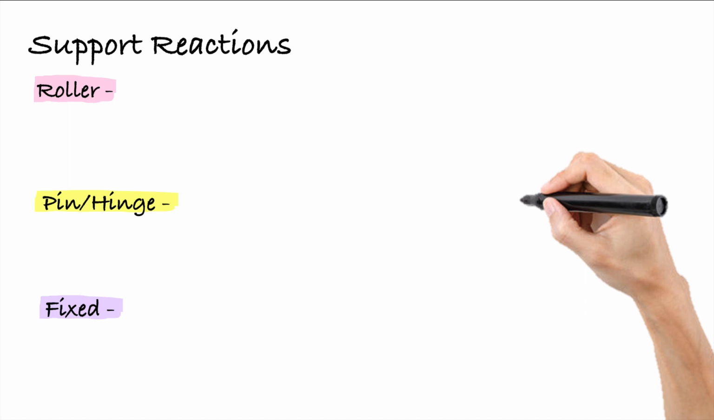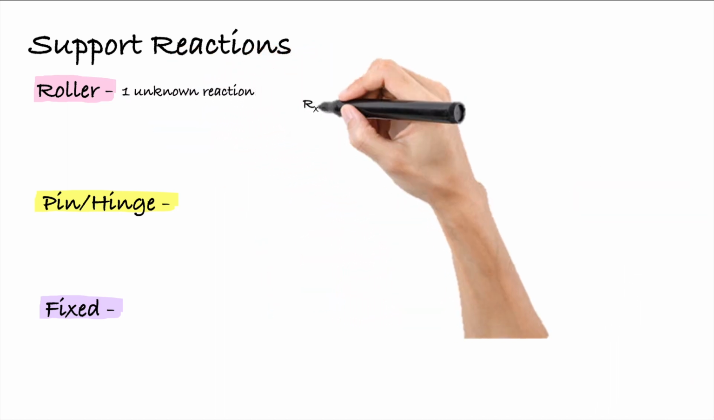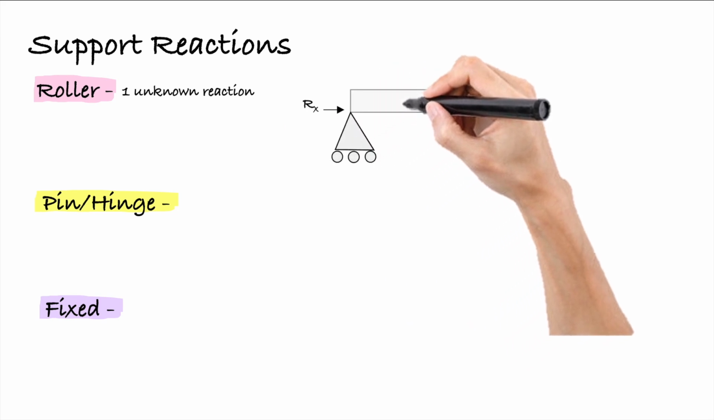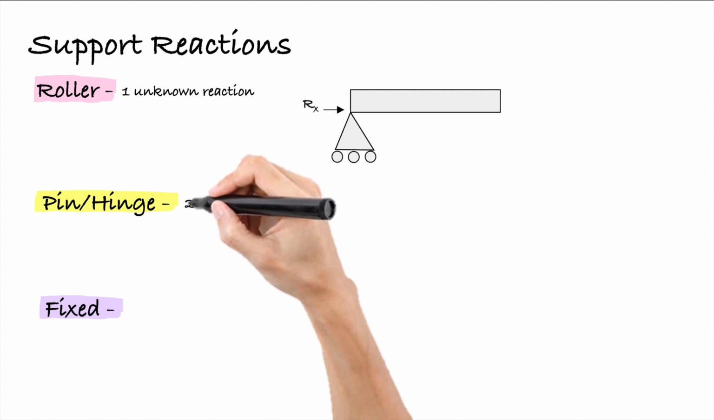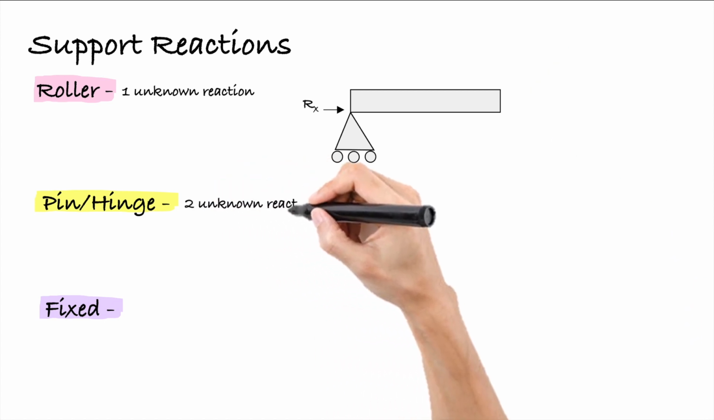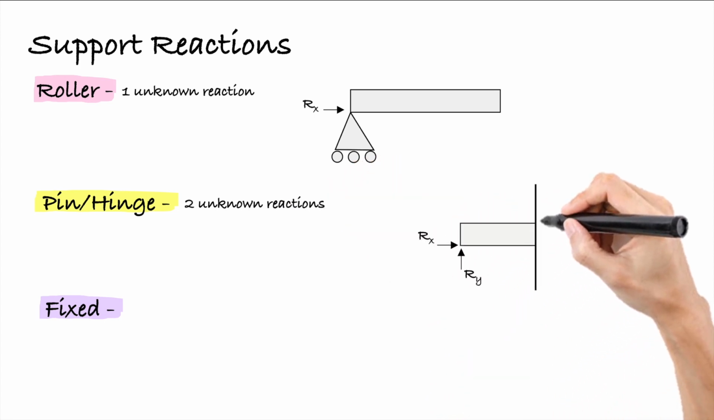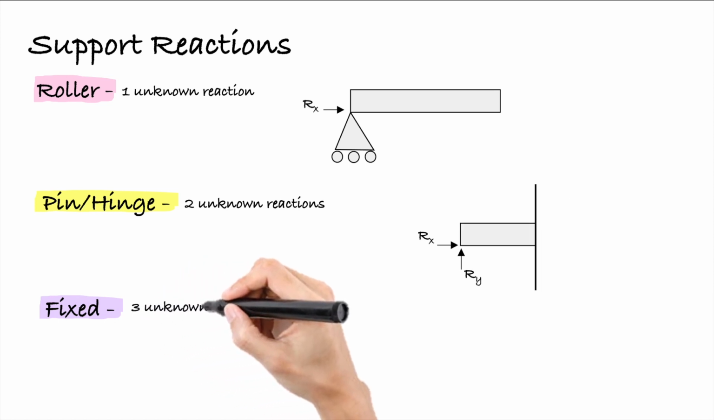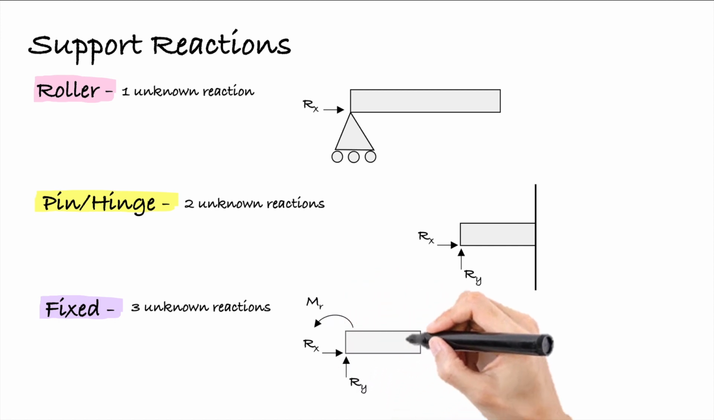Now let's take a look at the few types of support reactions. A roller reaction is where there is one unknown reaction that is perpendicular to the support. It is commonly represented as shown here. A pin or hinge reaction is where there are two unknown reactions, Rx and Ry, as shown here. Lastly, there is the fixed support, where there are three unknown reactions, Rx, Ry, and Mr, as drawn out here.